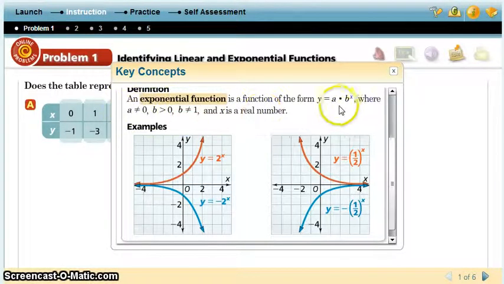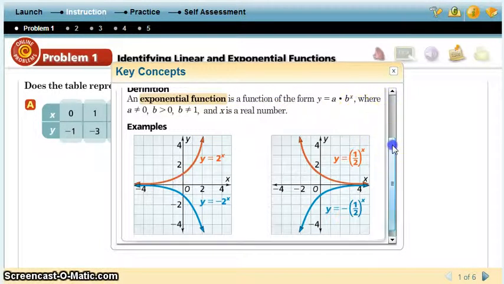Now a is not going to be equal to 0, so it can be pretty much anything else except 0. And then b has to be greater than 0, but not equal to 1. So this is kind of confusing for some people because 1 is obviously greater than 0. What this means is that we can have everything between 0 and 1, like 1/2, 1/3, those sorts of numbers. And we can have everything larger than 1. So we have to start at 0, but we cannot include 1 in that number set for b. And then x can be any real number.